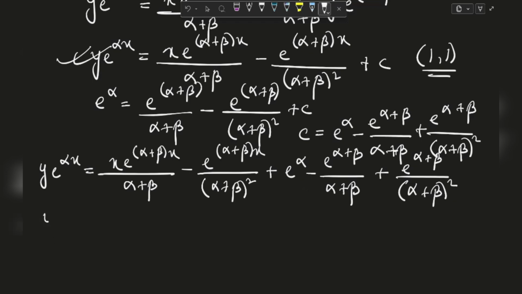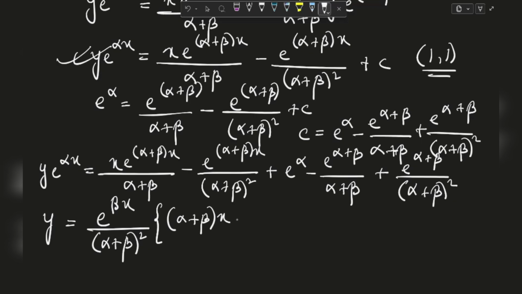So now what I will do is, we have y equal to here, right? So I will multiply this particular complete thing on both sides with e^(-αx). So this will come out to be e^(βx) here, also here we will have e^(βx), and everywhere we will have e^(βx). So I will take e^(βx) and I will also take (α+β) whole square, this thing we will take common out. The reason being, inside we will be left with (α+β) times x and I guess minus 1 from here.